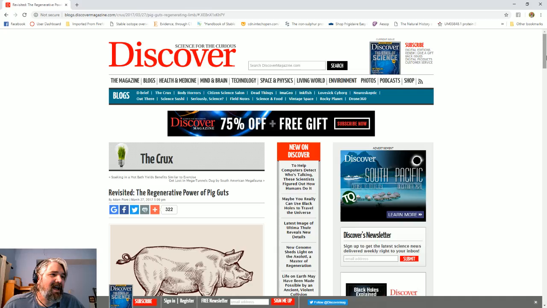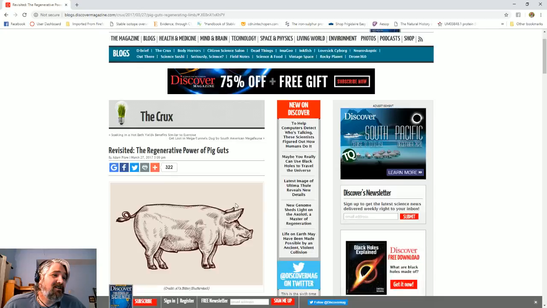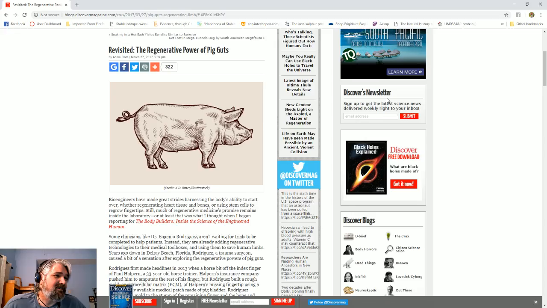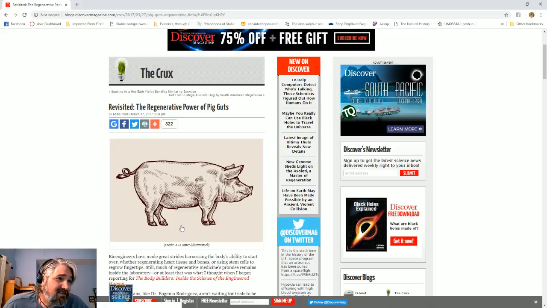Extracellular matrix derived from the pig's bladder. Ugh. And this was like 10 years ago initially. And there's still people working on this.